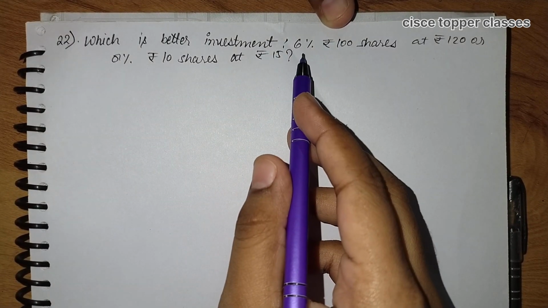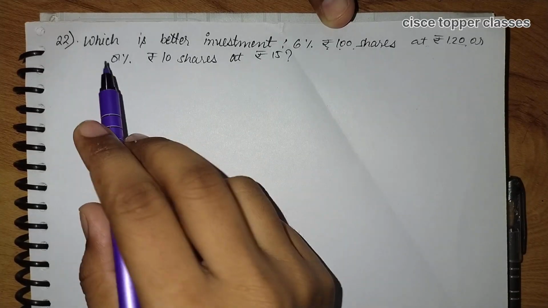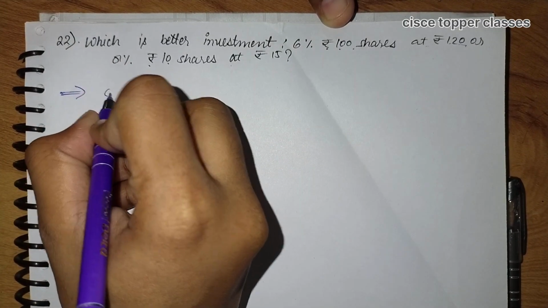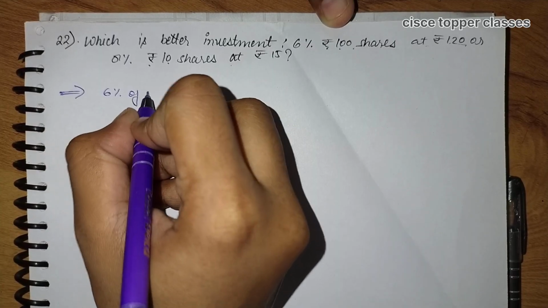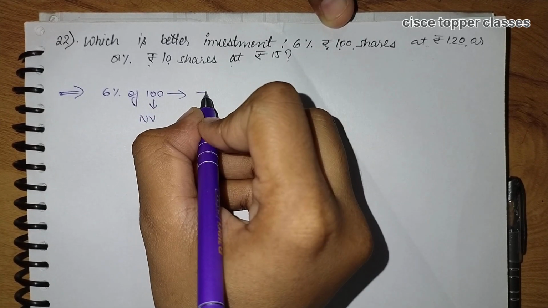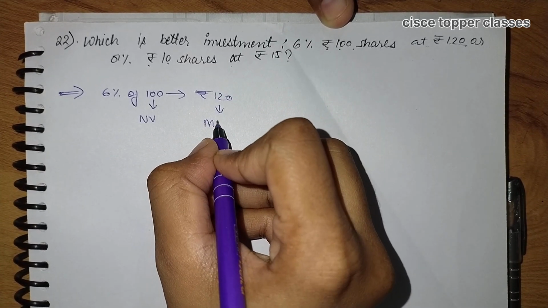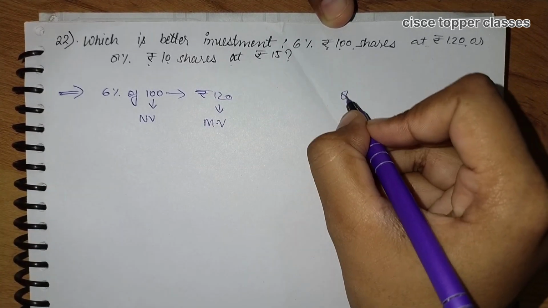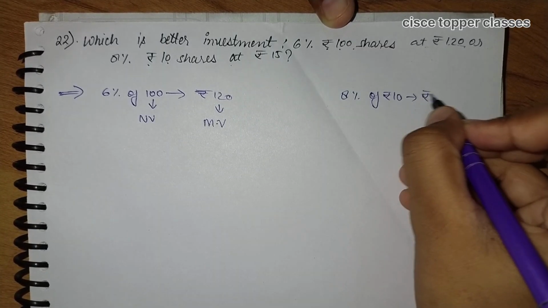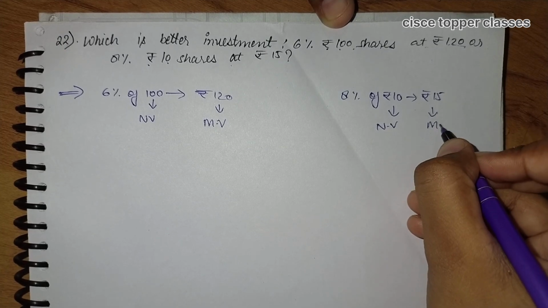Which is better investment, 6% of rupees 100 shares at rupees 120, or 8% rupees 10 shares at rupees 15? So we can see here 6% of 100, this is the nominal value here, and this is the at rupees 120 will be the market value. And again here also, this is 8% of rupees 10, this is rupees 15 here. So this is again nominal value, and this is again market value.